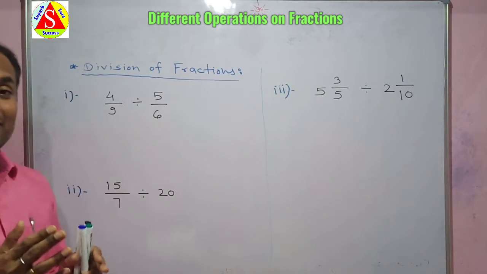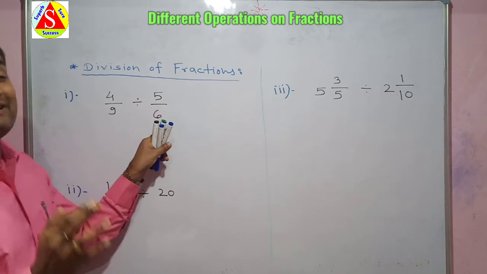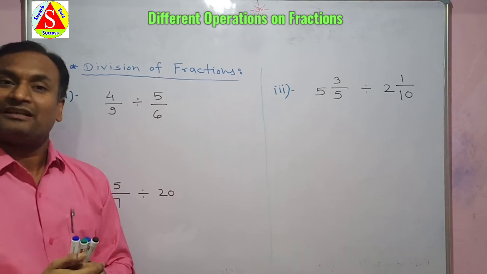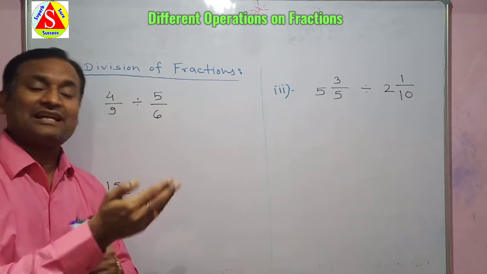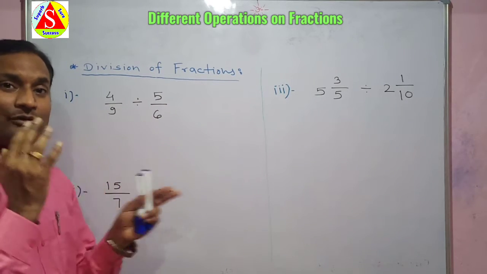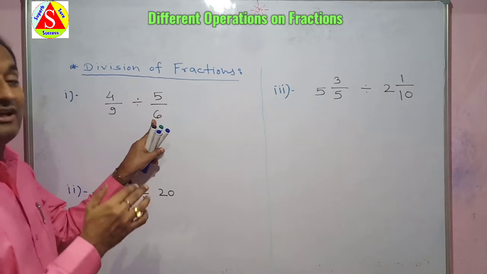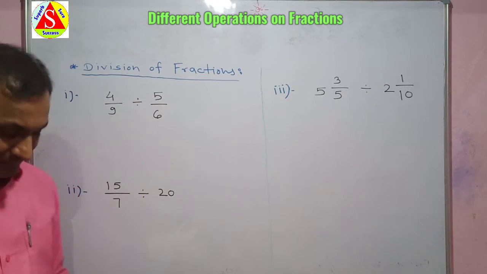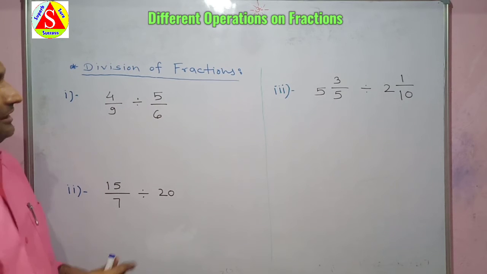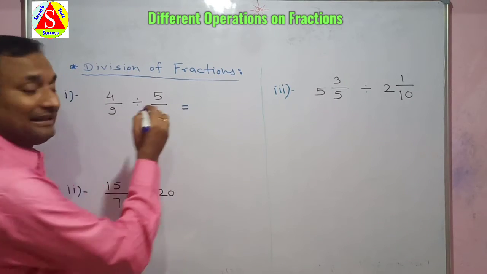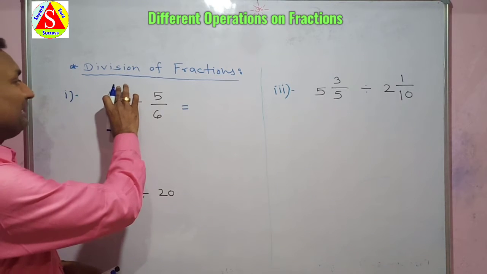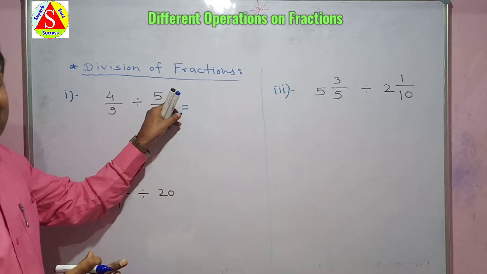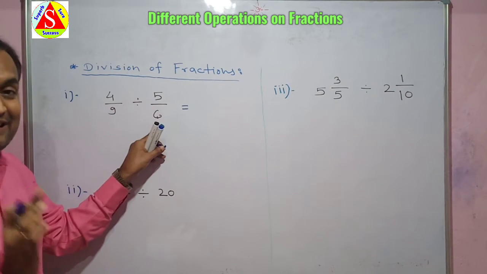So for the division of one fraction by another, here we are going to use the reciprocal method. So what is the reciprocal method, or how can we divide one fraction by a second? Let's see it with the first example. Dear students, first of all, to simplify this, we have to divide the first term, that is 4 by 9, by the second term, that is 5 by 6.